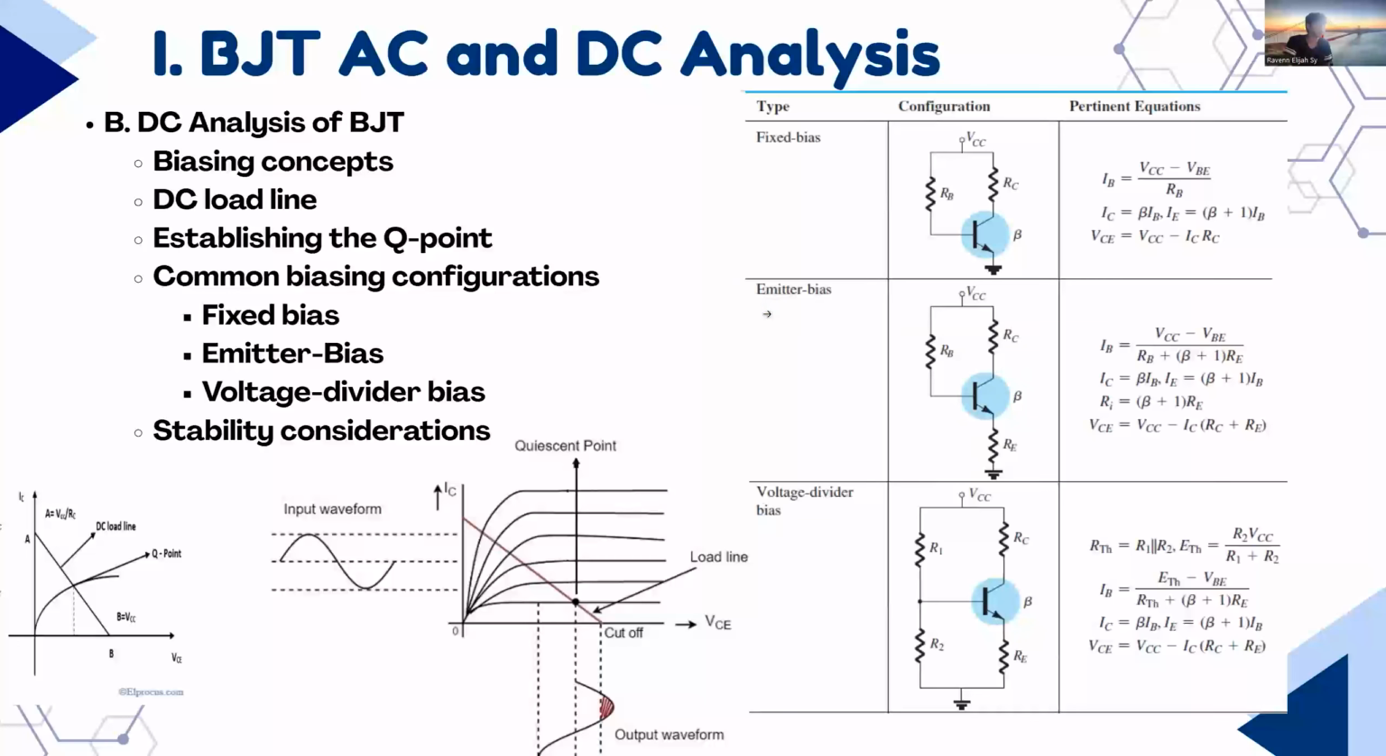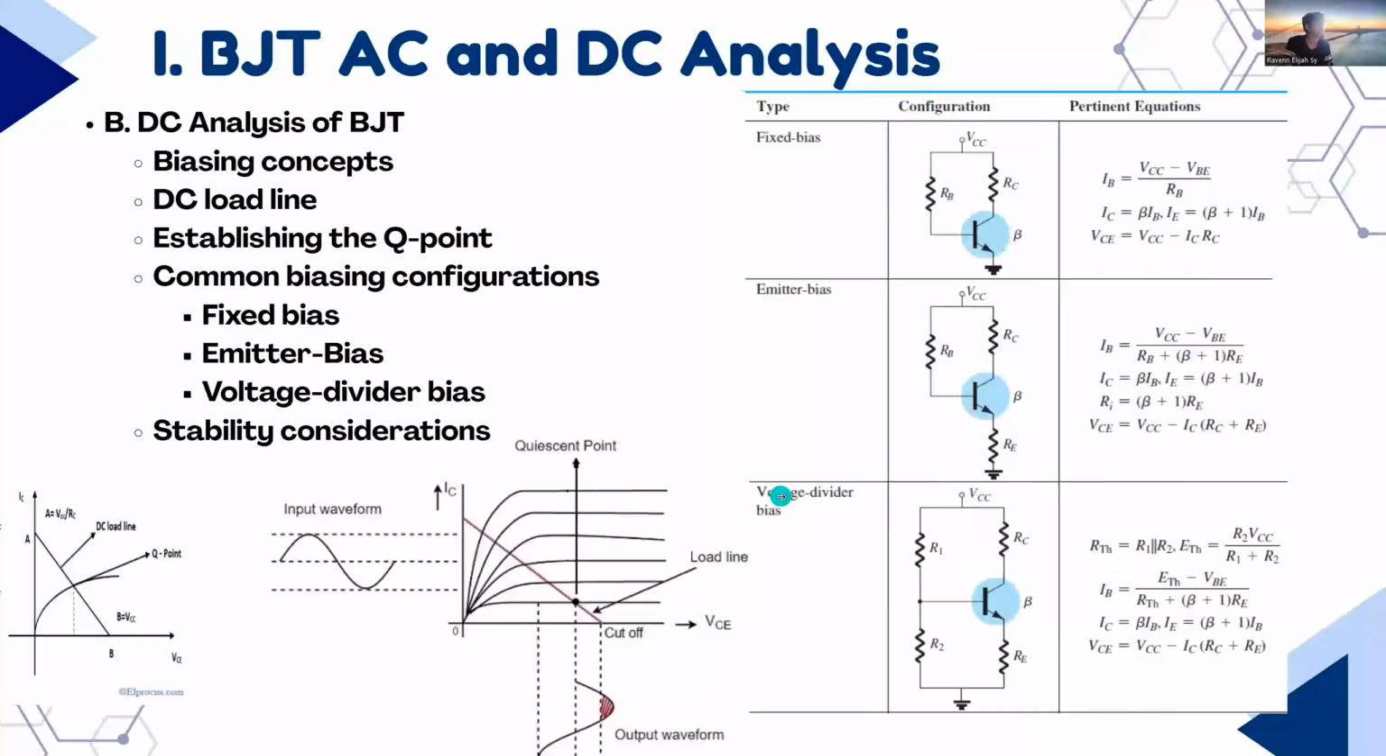Here, in the emitter bias setup, we add a resistor to the emitter terminal. The voltage drop across this resistor provides negative feedback. If the collector current increases, the emitter voltage increases, stabilizing the current.